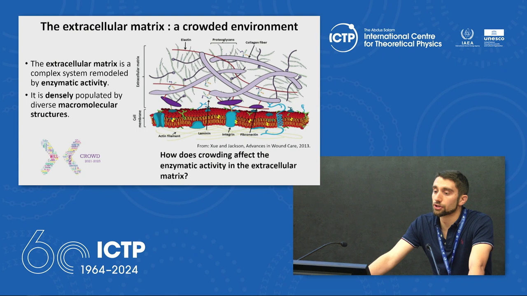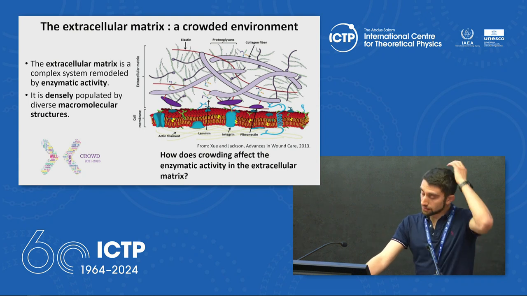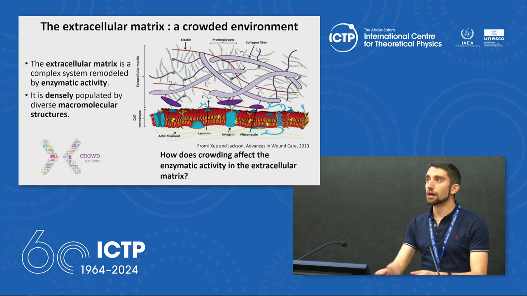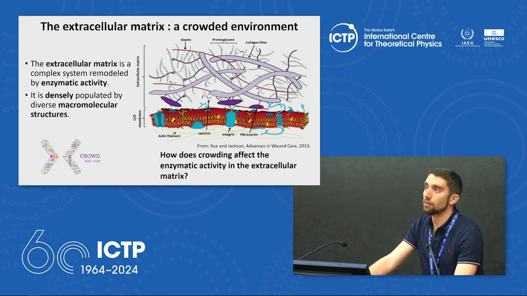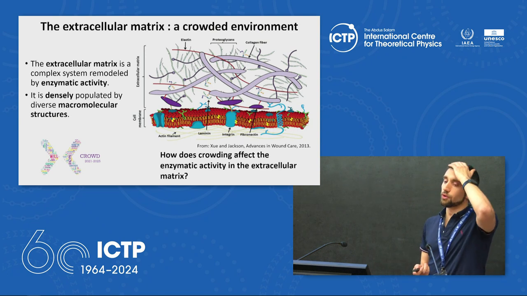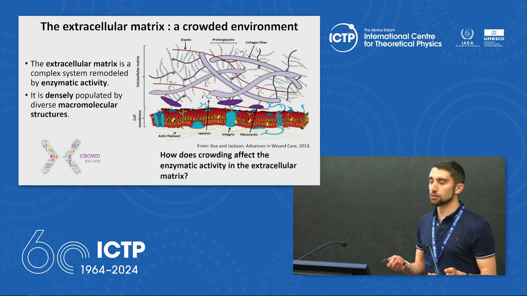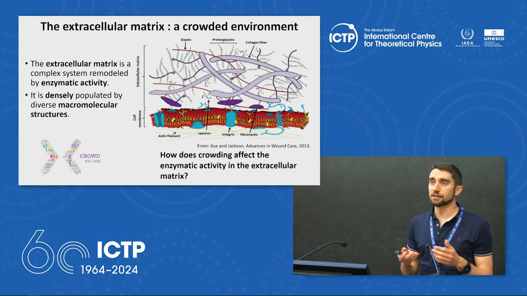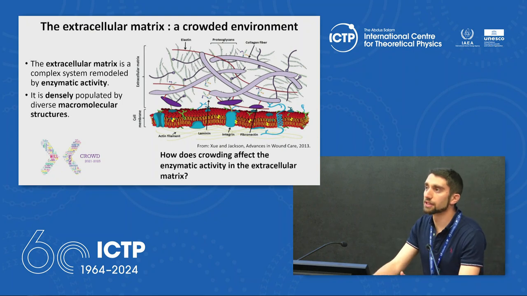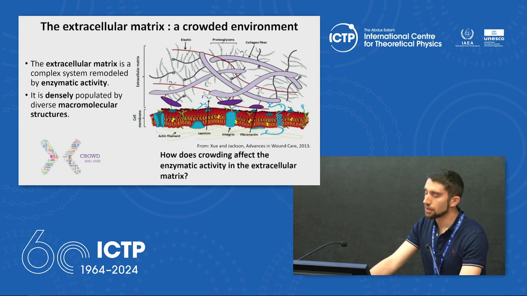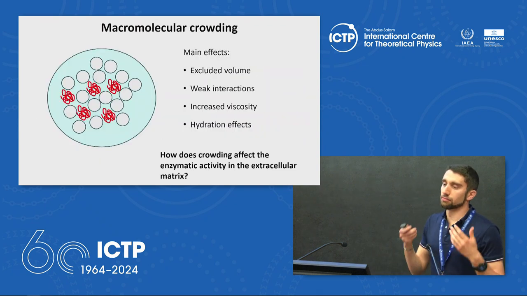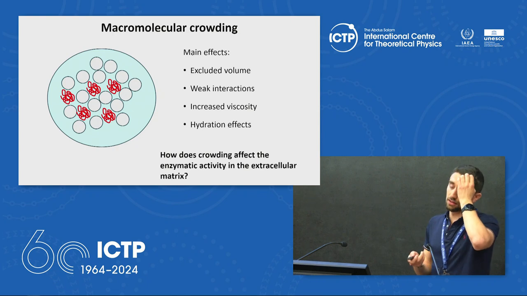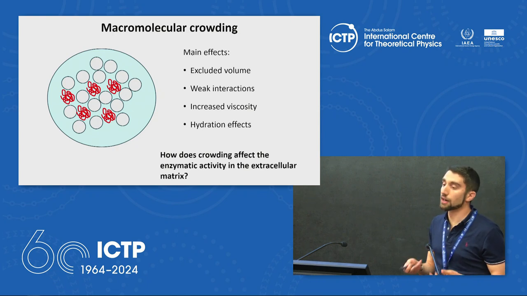So first of all, what is the extracellular matrix? The extracellular matrix is the non-cellular component that makes up all of our tissues and organs. It is very important for the health of organisms, and it is therefore continuously remodeled, mainly by enzymatic activity. And it is densely populated by diverse macromolecular structures. The presence of these macromolecular structures at high density makes it a crowded environment.